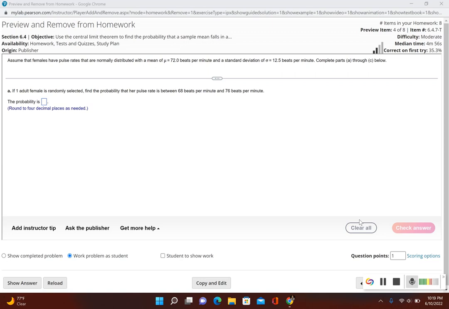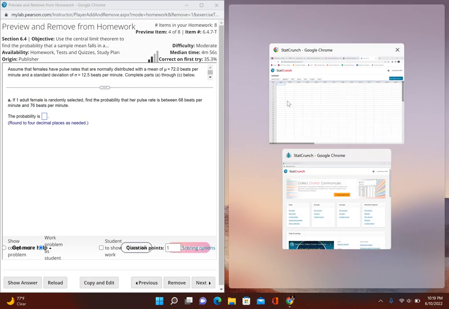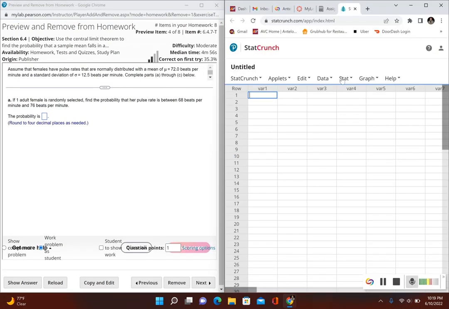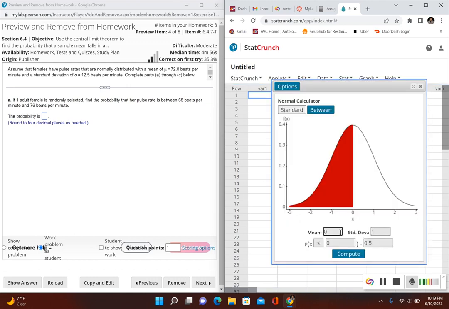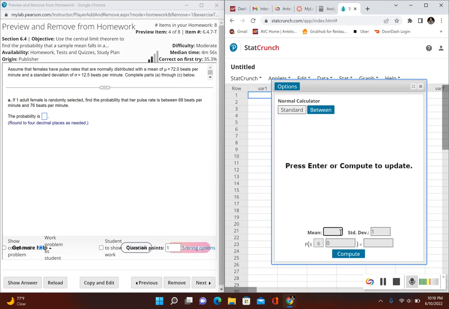Now, in this part A, since we're only selecting one female, this goes back to the techniques that we saw in section 6.2. So just a refresher, let's go ahead and use StatCrunch. Okay, so go to Stat, Calculators, and then Normal. Let's go ahead and put the mean in. So our mean is 72, and then our standard deviation is 12.5.